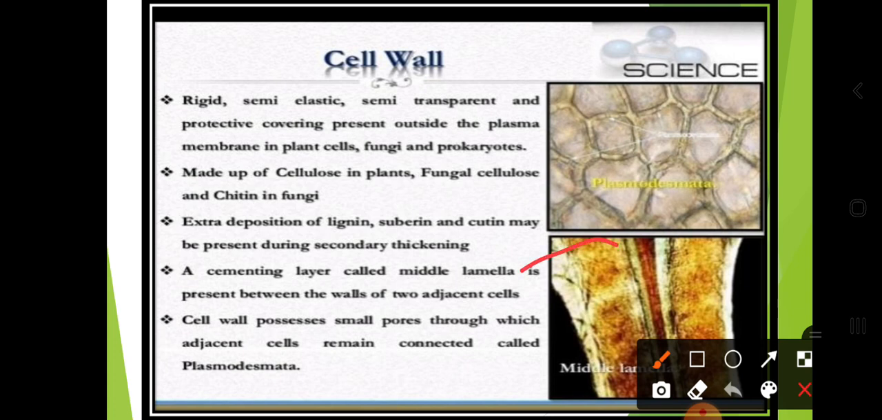Suppose this is the cell wall, the outer covering layer. It has small pores on the adjacent side. With the small pores on the adjacent side, what happens? The cells are connected with each other. This is the main function of the cell wall.